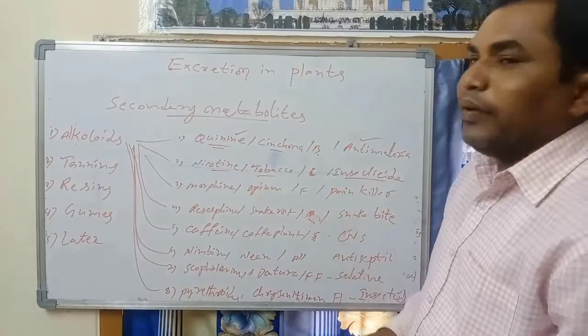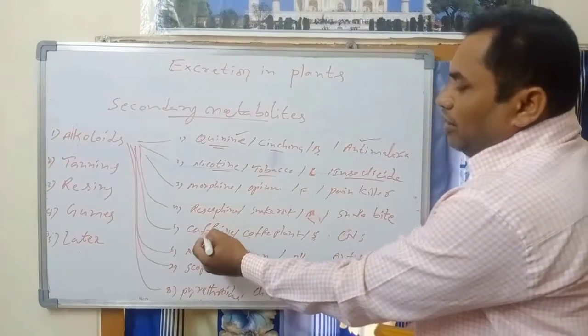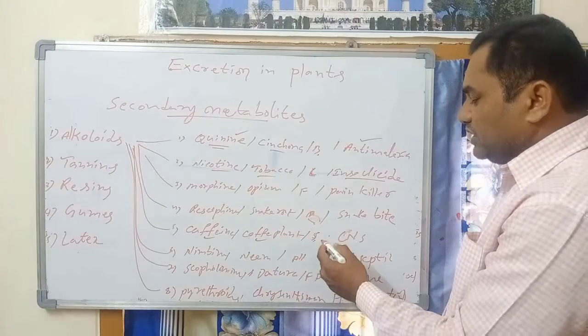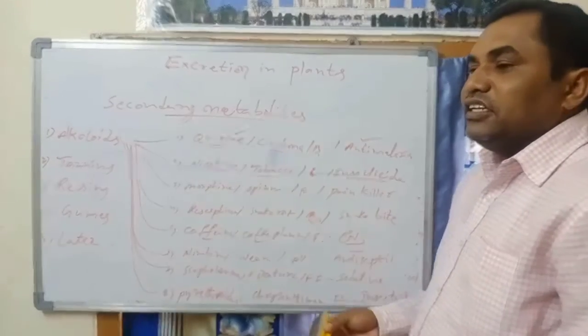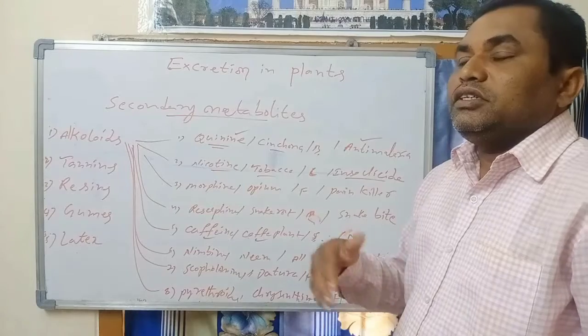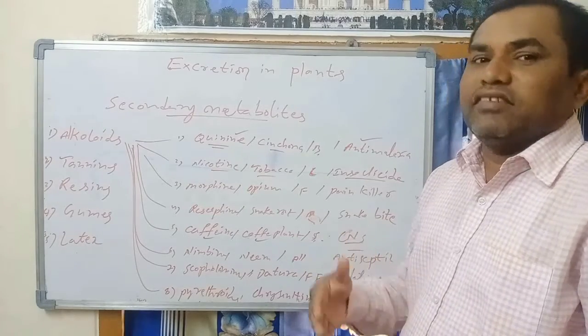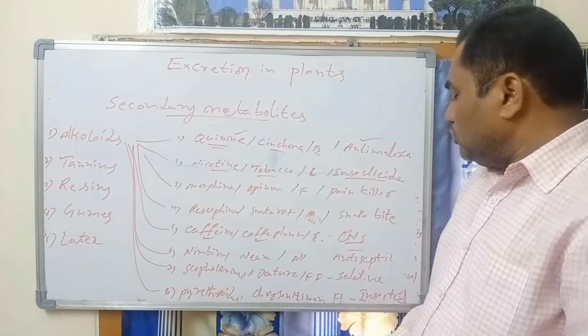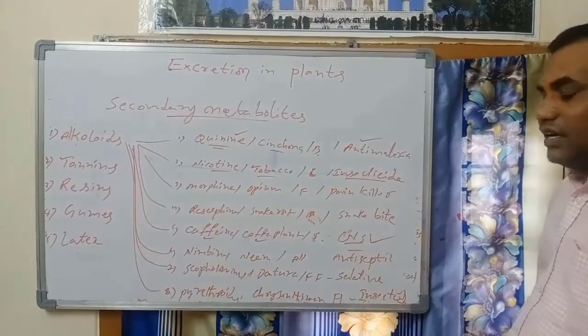against the snake bite. Next go to another alkaloid, caffeine. Caffeine alkaloid is obtained from the coffee plant, from the seeds, which is used to stimulate the central nervous system. So mainly it stimulates the central nervous system.